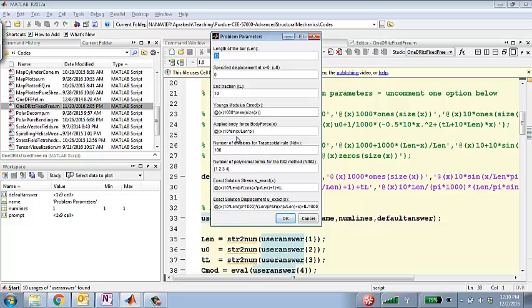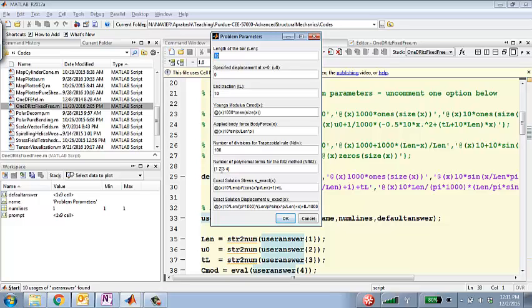Similarly, for body force function, I have B naught, which is 10 in this case, times sine x pi over L. The exact same problem that we were running right now. Number of divisions for the trapezoidal rule, this I'll tell you what that means. I'm saying that the bar will be divided into 100 points, and I will use that to calculate an integral. Number of polynomial terms in the Ritz method. I'm saying choose the Ritz method with 1 term, 2 terms, 3 terms, 4 terms.